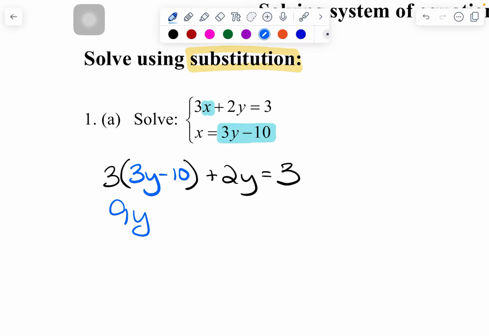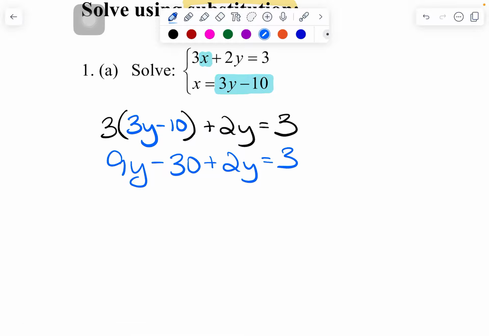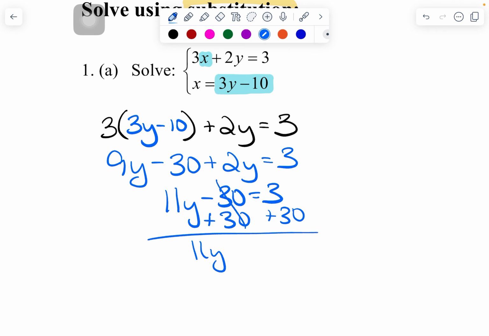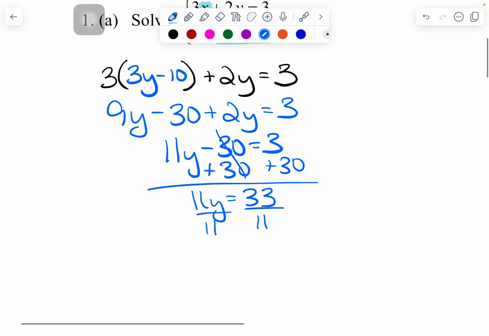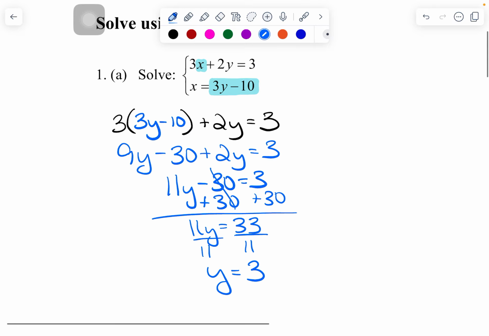So multiplying, a little distributive property here, it's going to be 9y minus 30 plus 2y equals 3. Okay, so 9y plus 2y, they're on the same side, just 11y as is. So that's going to be 11y minus 30 equals 3. I'm going to add 30 to both sides, just solving an equation like you would normally. So 11y equals 33, dividing both sides by 11. And after all this hard work, I'm going to get y equals 3, which is fine, dandy, and fabulous, but only half of the answer.